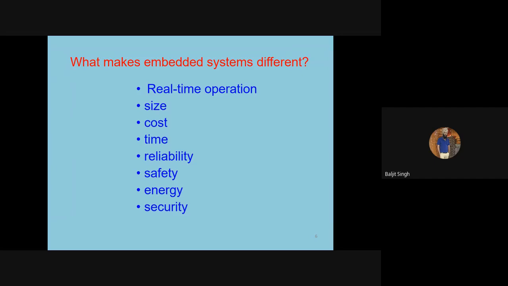Then energy. The lower the energy requirement of the system, the better the system is. If some system can use very little energy to operate, then that system automatically becomes better than its counterparts. And security: data security, network security, internet protocol security, and various other aspects of security should be taken care of while designing the system. This makes the embedded system more vulnerable to threats, and that is why it is very different from other systems, because it needs to be made more secure than the regular systems.